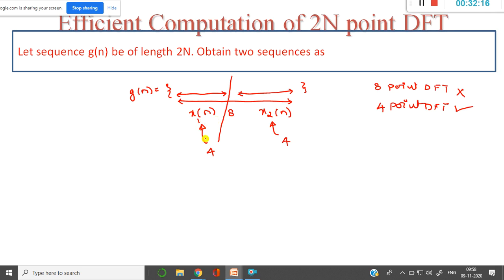Now you have x1 of n, which is a 4-point sequence, and x2 of n, which is again a 4-point sequence. Now two 4-point sequences are used to obtain a single 4-point sequence, right? So that's where I just combine this x1 of n and x2 of n as we performed in the previous step. Once again we go for the steps that we followed in the previous stage.